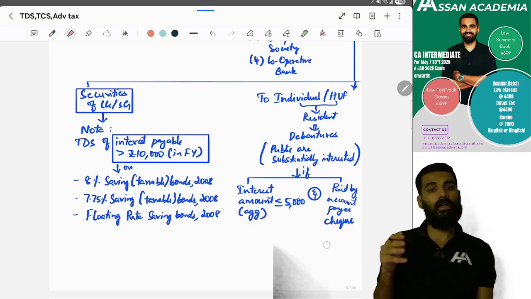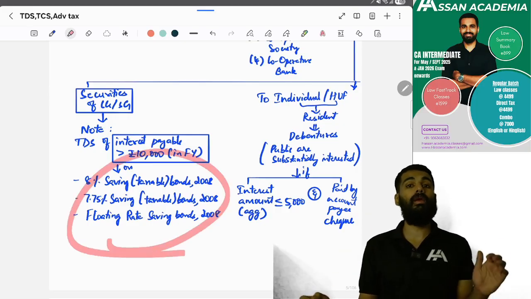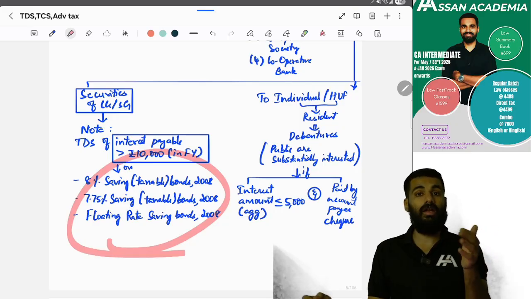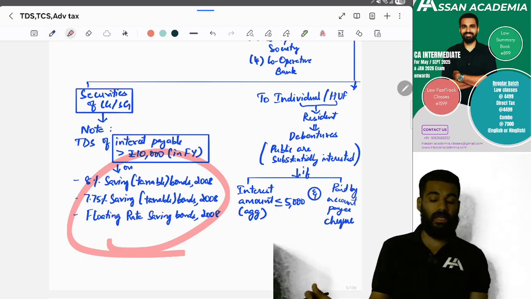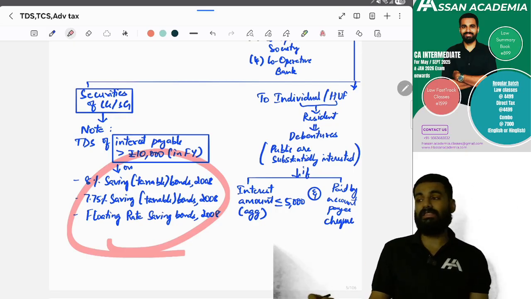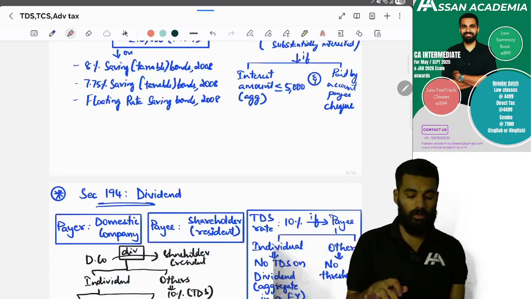Next, securities of central government or state government, no TDS. But if interest is payable for more than 10,000 in a financial year, for these securities, 8% saving taxable bonds 2008, 7.75% saving taxable bonds 2008, floating rate saving bonds 2008, then TDS will be deductible.